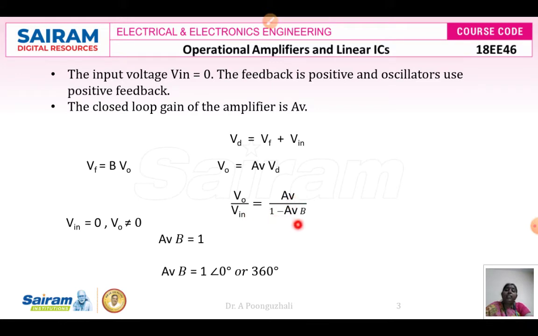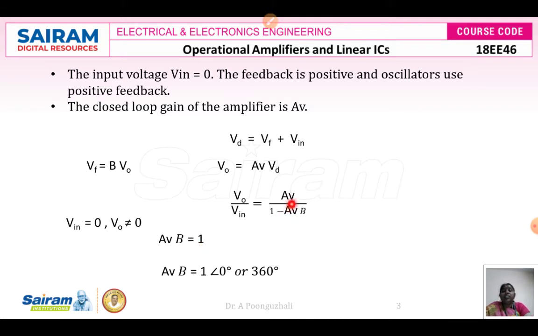and simplifying, I get the expression V0 by Vin equals AV by 1 minus AVB, where B is the gain of the feedback circuit. We know that Vin equals 0, the input voltage is 0, yet in an oscillator we get an output voltage. So the output voltage is not 0. That means 1 minus AVB should be 0, so AVB should be equal to 1.